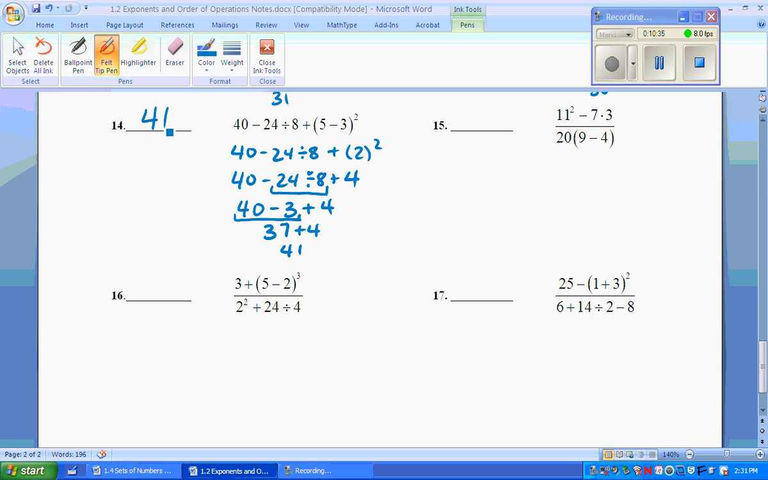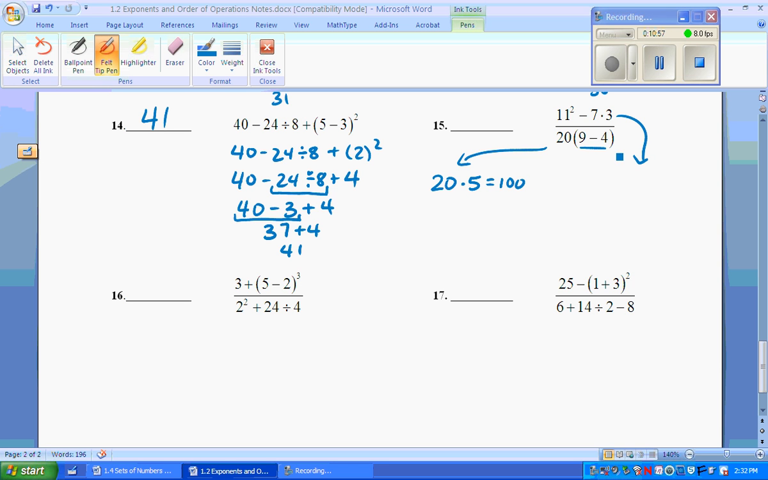Questions 15, 16, 17 are the fraction bar questions. So you're able to do the top and the bottom separately to get your answer. Okay? So we'll do the bottom section over here. The bottom is 20 times whatever this is, and it looks like 5 to me. So that bottom ends up being 100.